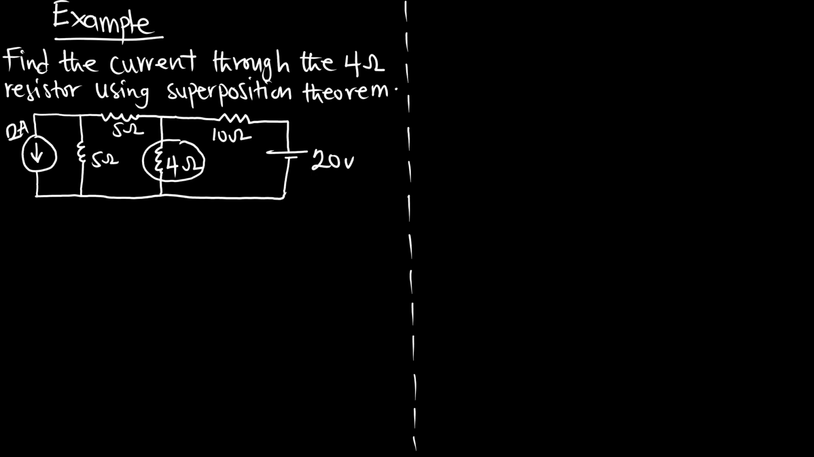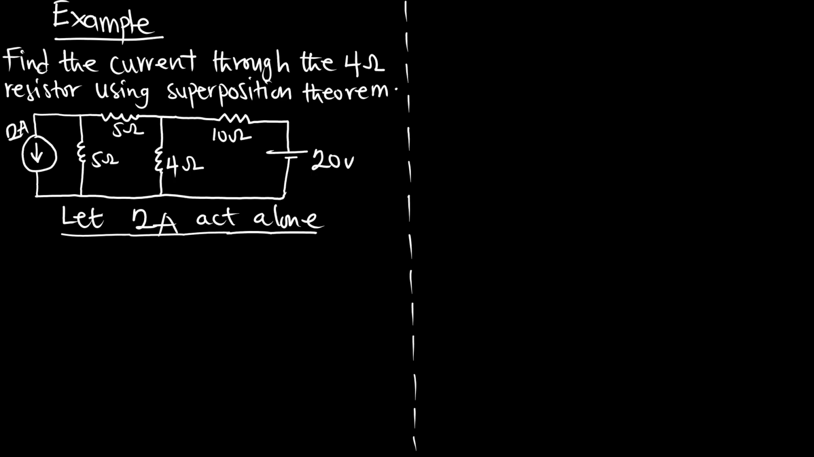With the superposition theorem, we are going to work with one source at a time and determine the current produced by that source through the load resistor. Here I would like to consider the 2 ampere current source acting alone. So let the 2 ampere current source act alone.